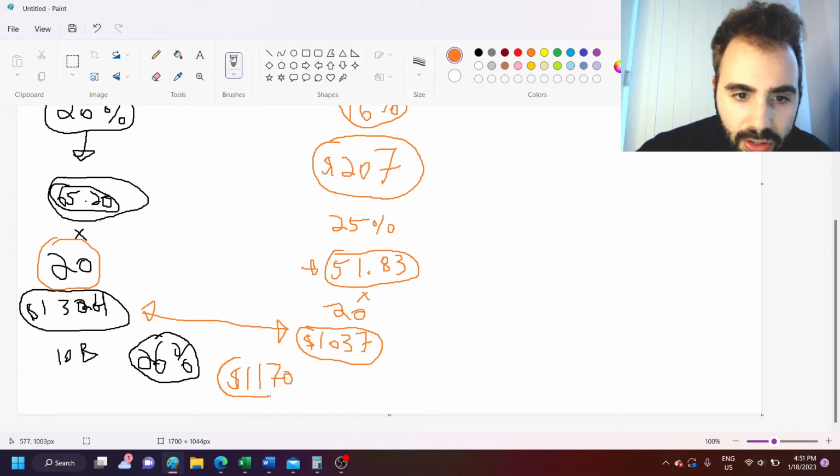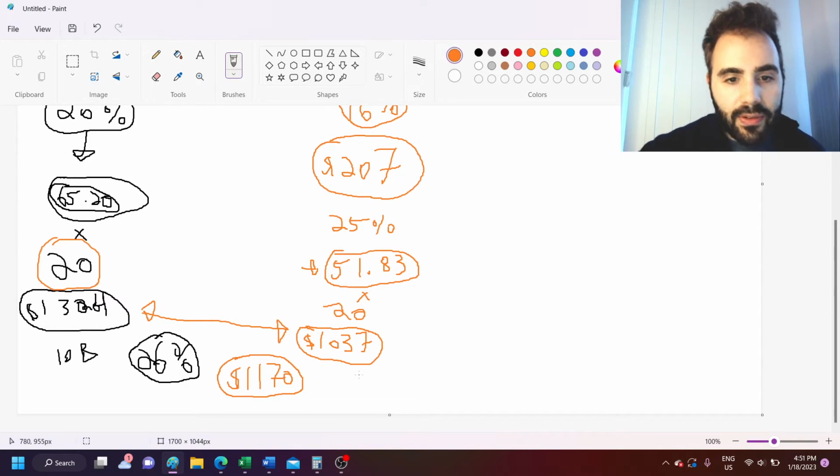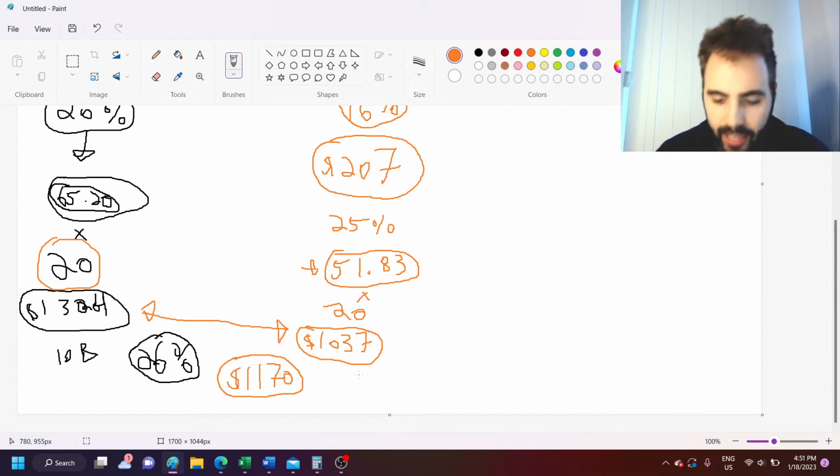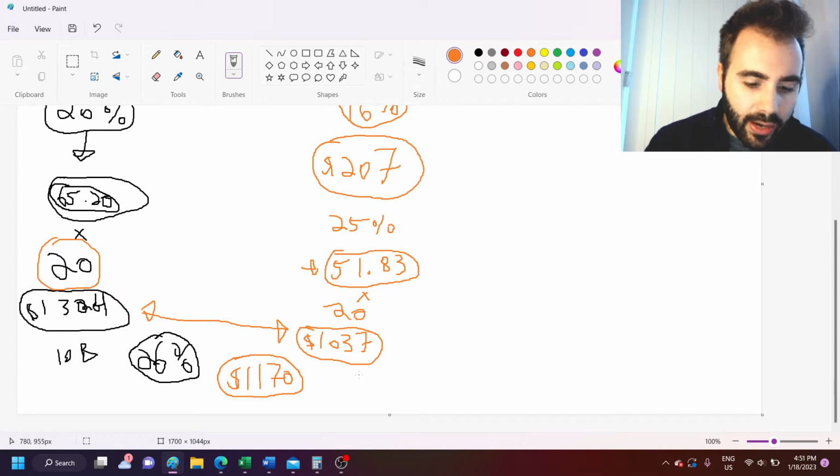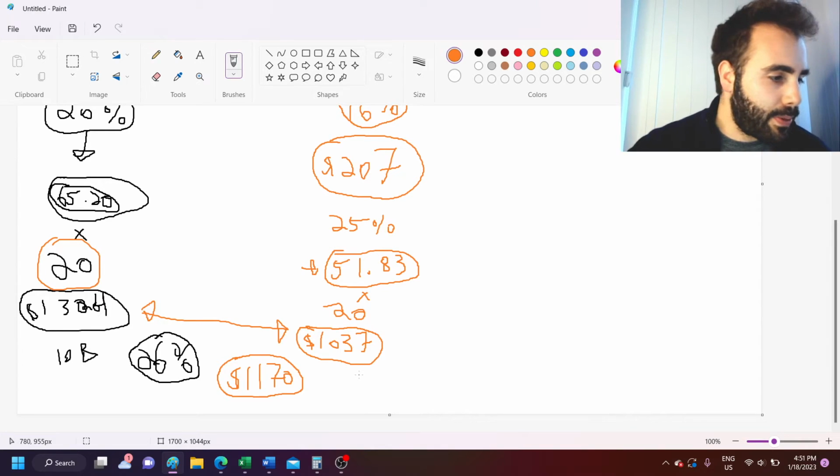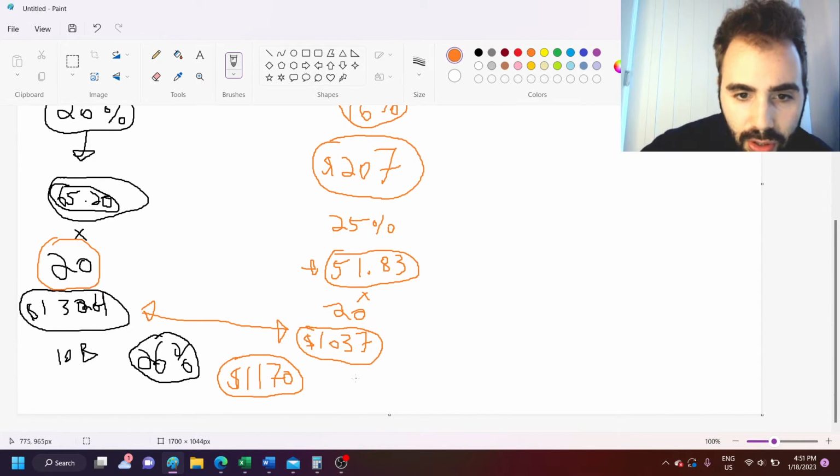This means that in 10 years' time, we can assume that Meta's future price will be roughly $1,170. If we use this calculator here and we use this number instead, 1,170, over a 10-year period of time, that gives us an annualized rate of return of about 24%.